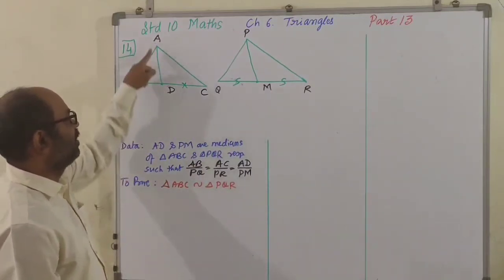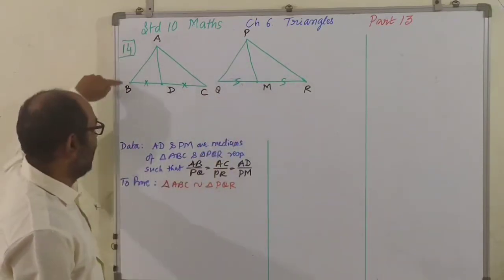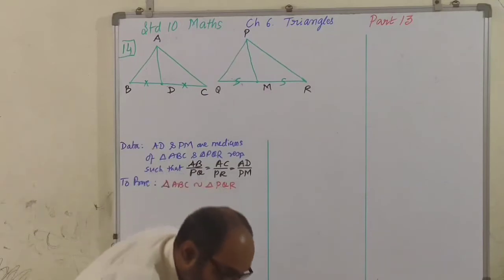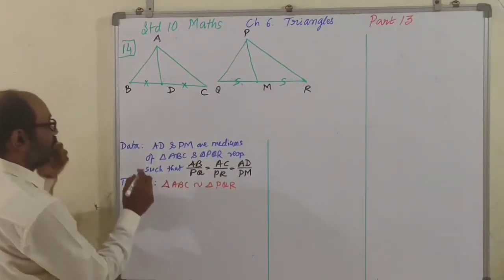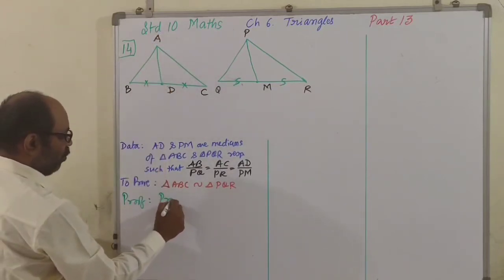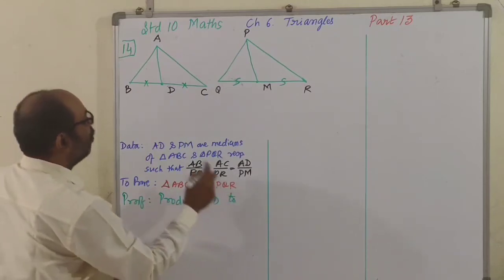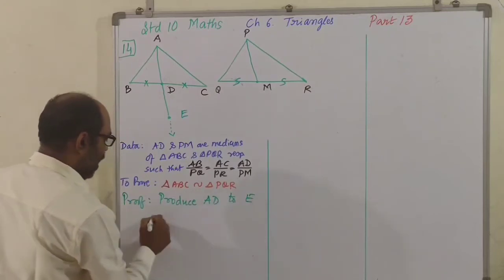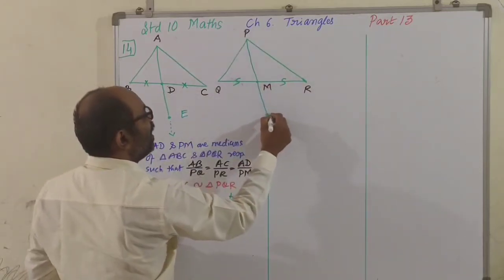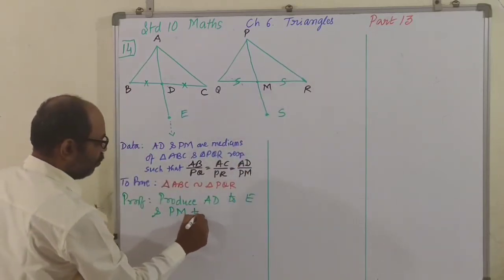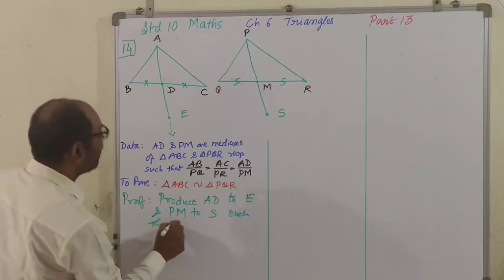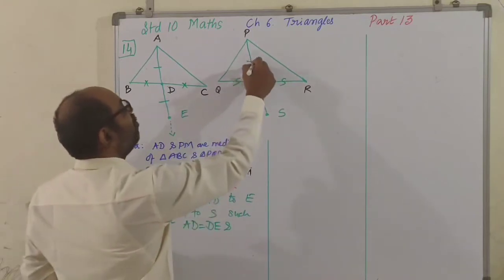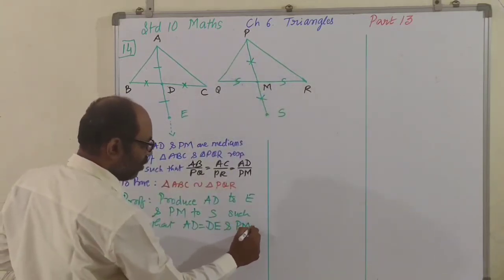Here it is. In triangle ABC, AD is the median. In triangle PQR, PM is the median, such that AB upon PQ is equal to AC upon PR is equal to AD upon PM. What we need to do is produce. So, proof. First we produce AD to E, and PM to S, such that AD equals DE and PM equals SM.